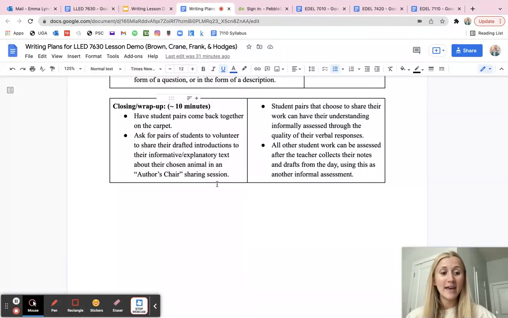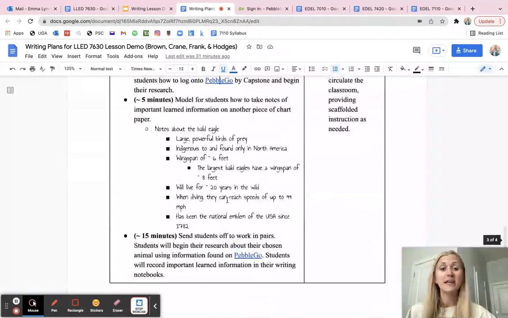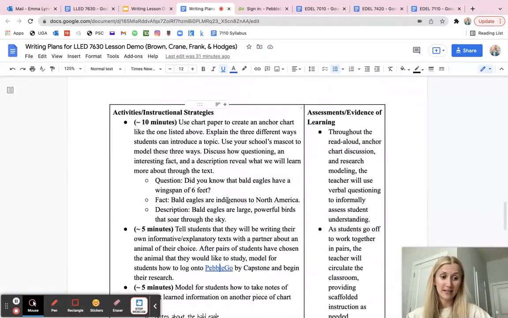And then for students that didn't choose to share, you can just collect the work that they created and use that as a form of informal assessment. But throughout the rest of the lesson, the assessment or evidence of learning is going to be mostly informal, just with verbal questioning, going ahead and asking students those questions just to check for their understanding.